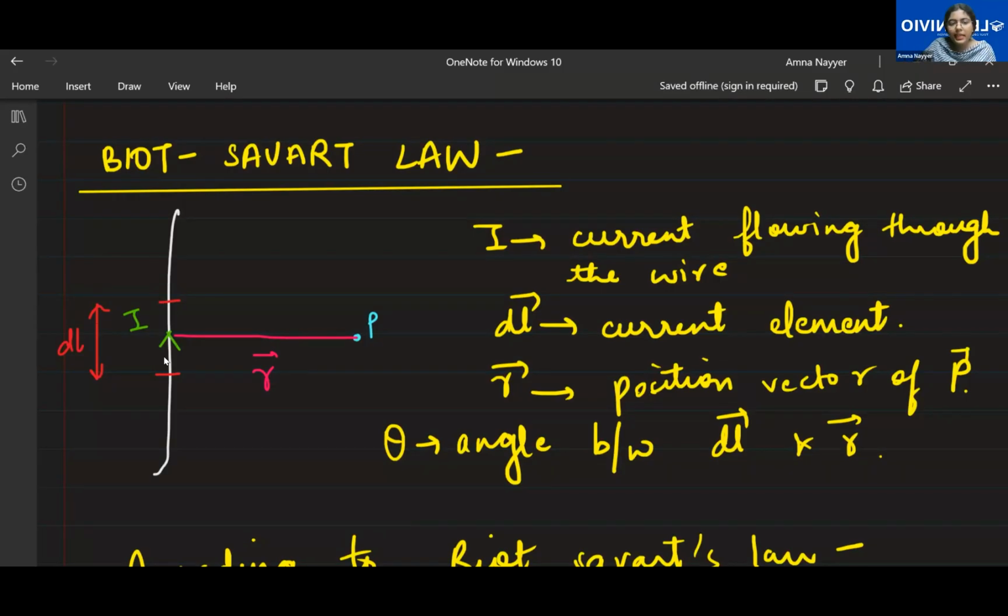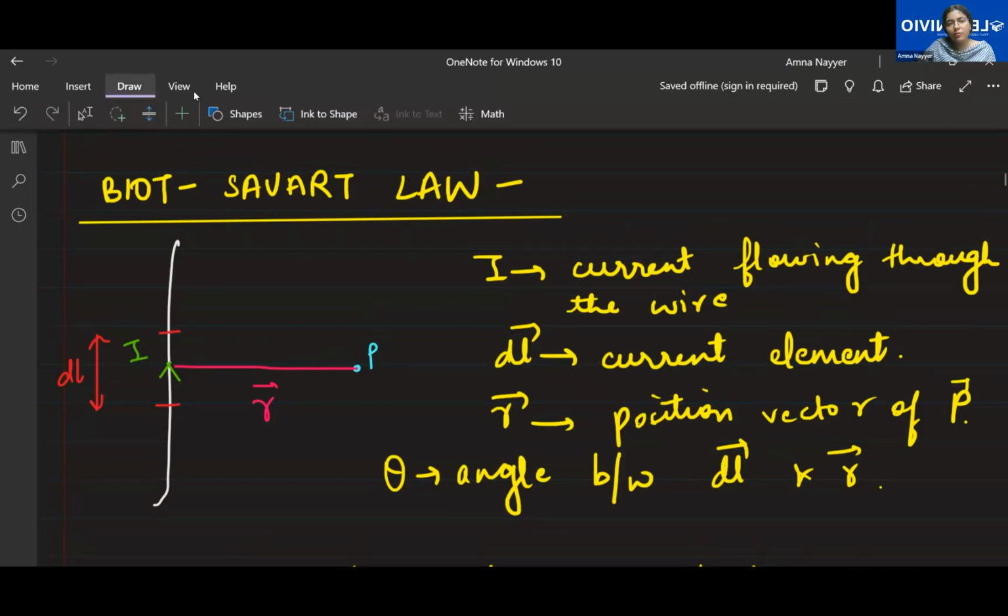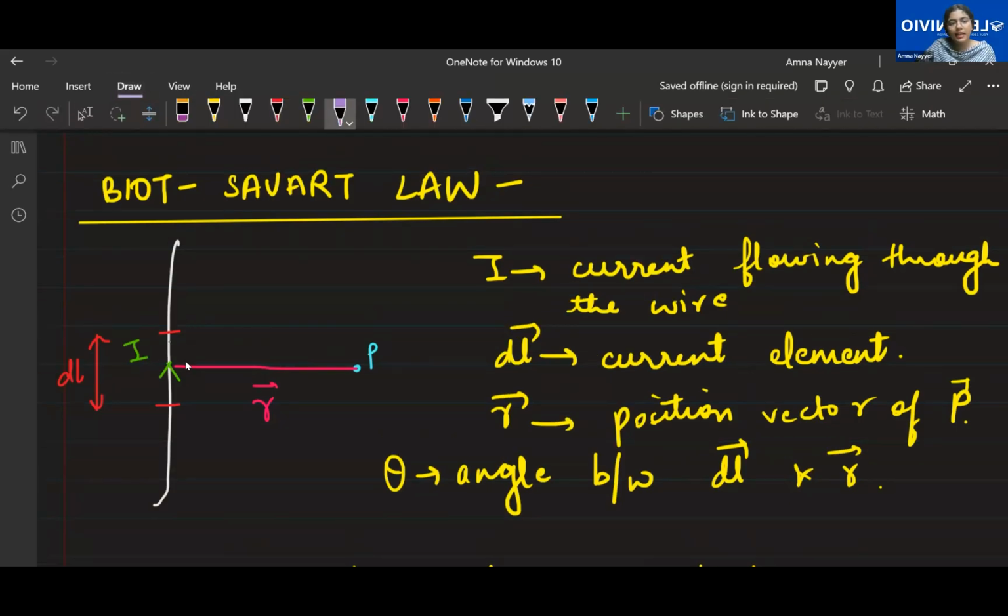Now, this dl and this position vector will obviously subtend a certain angle, that is theta. Let's come to the law.